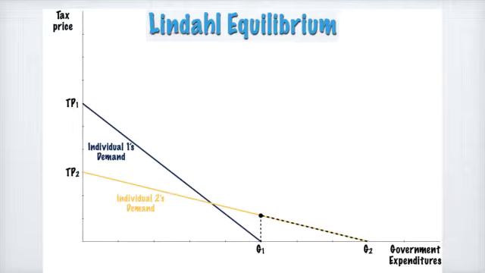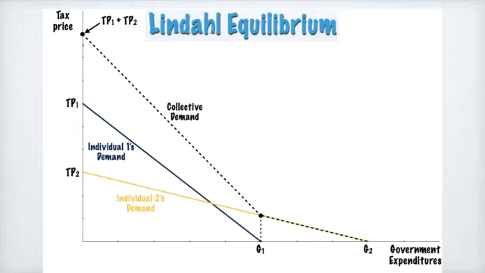For levels of government expenditures from 0 to G1, we sum vertically at the quantities, adding up the tax prices for each individual. The easiest way to do that is to go where government expenditures are equal to 0, and add the tax price 1 for individual 1 and tax price 2 for individual 2. Adding those two together gives us where the collective demand curve for these public goods will intersect the tax price axis. So that's tax price 1 and tax price 2 added together, and this dotted line gives us the collective demand curve.